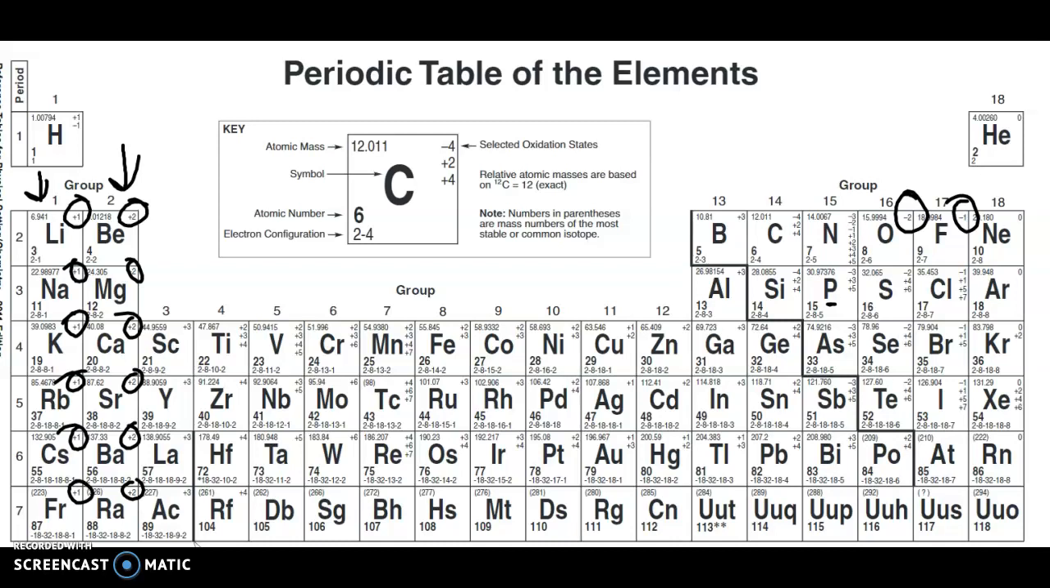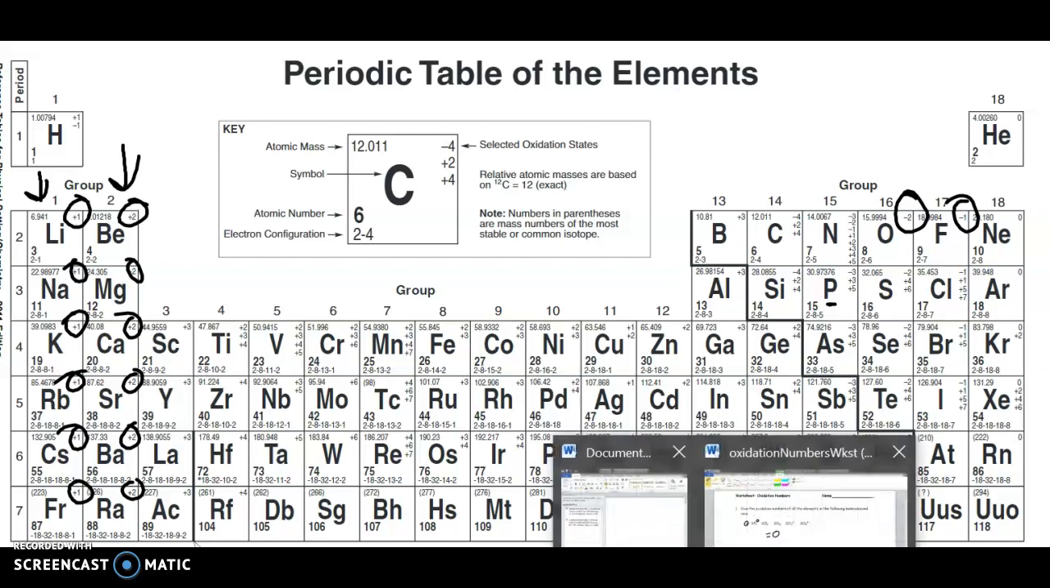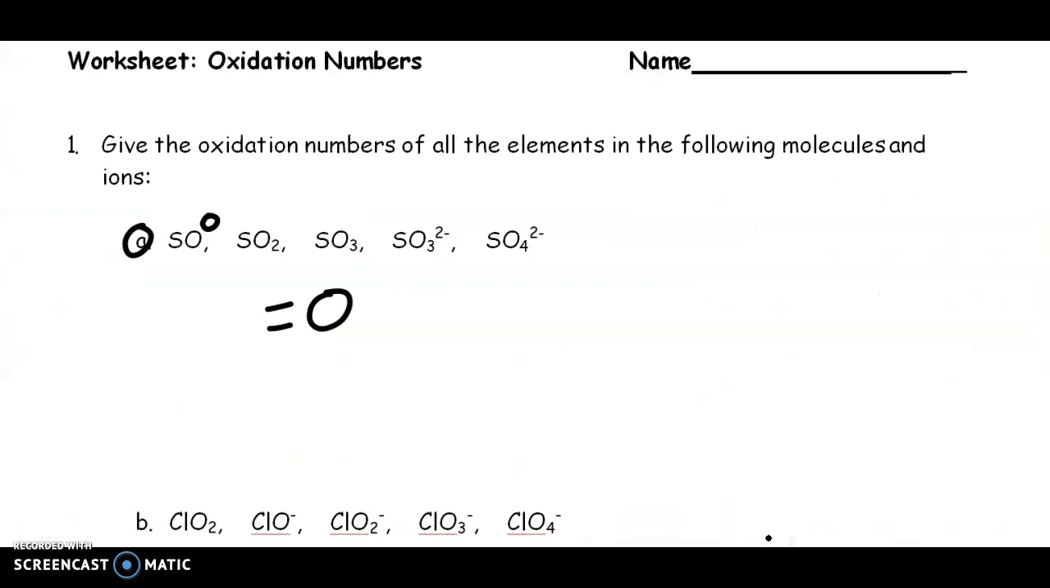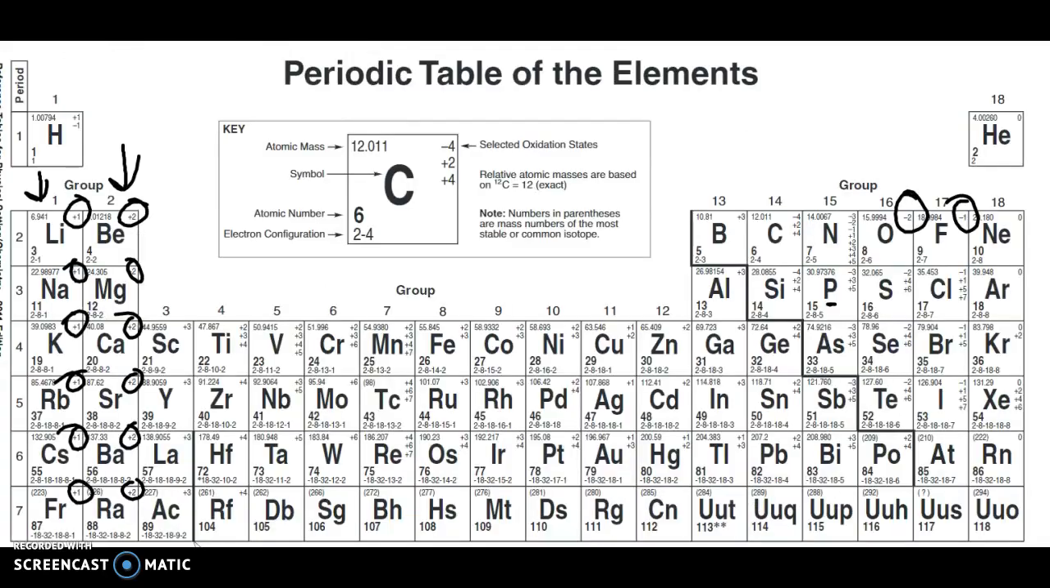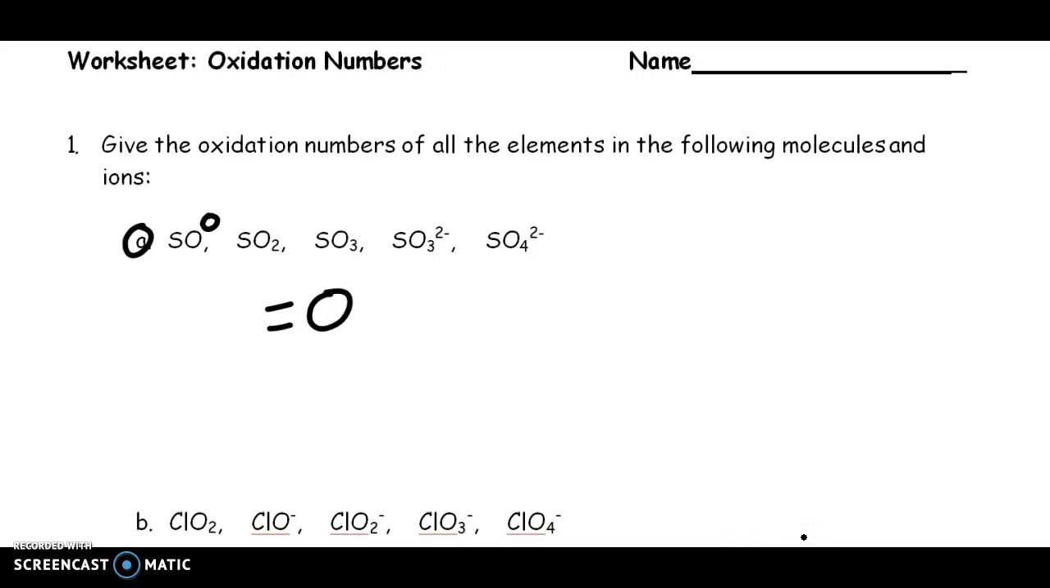Everyone else on the periodic table, they can be a whole bunch of different oxidation states. It really depends on who they're bonded with. So we're going to practice figuring out what some of those other guys, what their actual oxidation states are. So let's look at sulfur oxide. And so oxygen, as we said before, is always -2 based on the periodic table right here. So we're going to keep oxygen at -2.